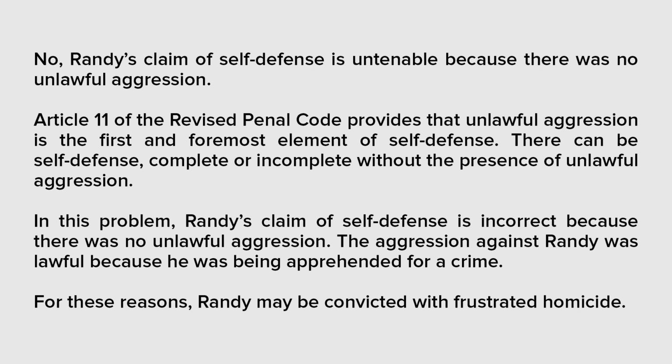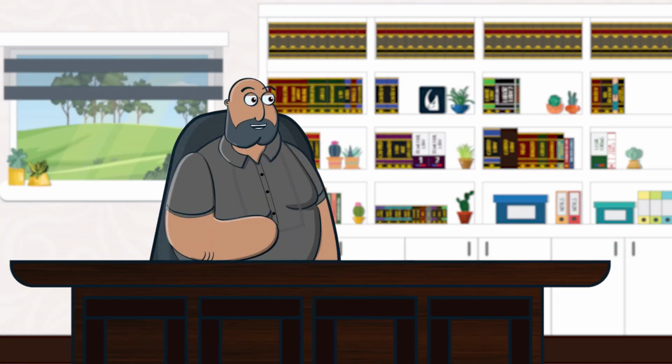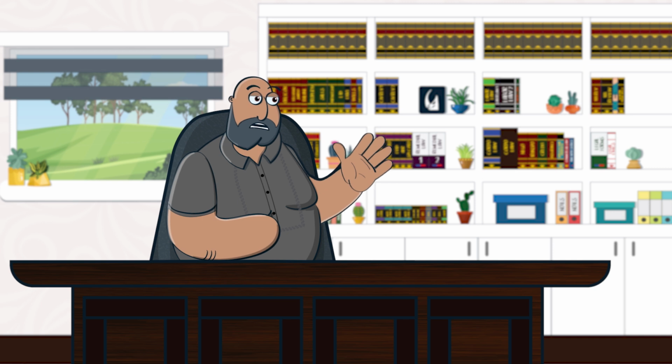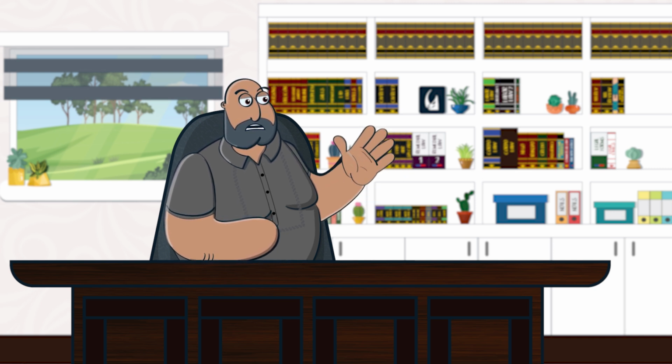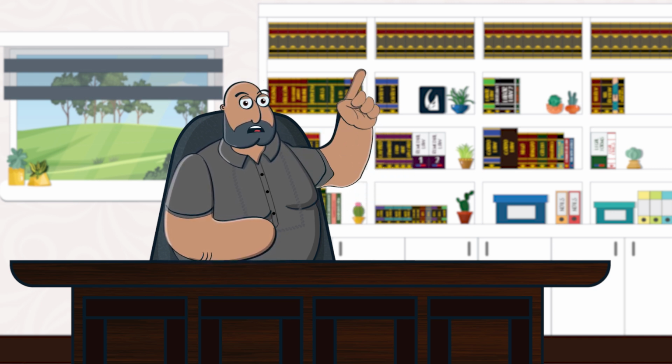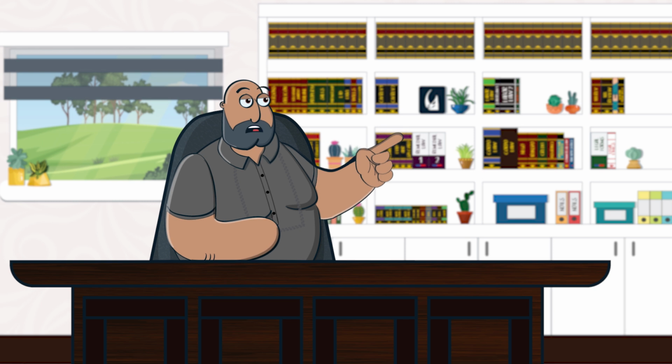In this problem, Randy's claim of self-defense is incorrect because there was no unlawful aggression. The aggression against Randy was lawful because he was being apprehended for a crime. For these reasons, Randy may be convicted of frustrated homicide. The worst mistake you can make in a conclusion is to simply repeat your opening statement. This would be a waste of your examiners' or professors' precious time and attention.